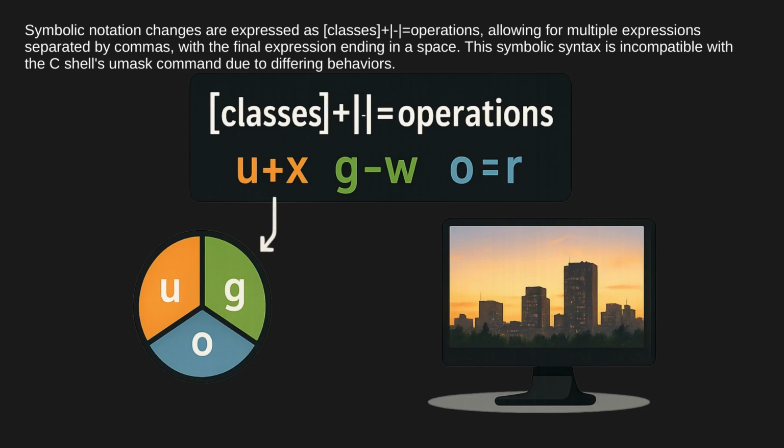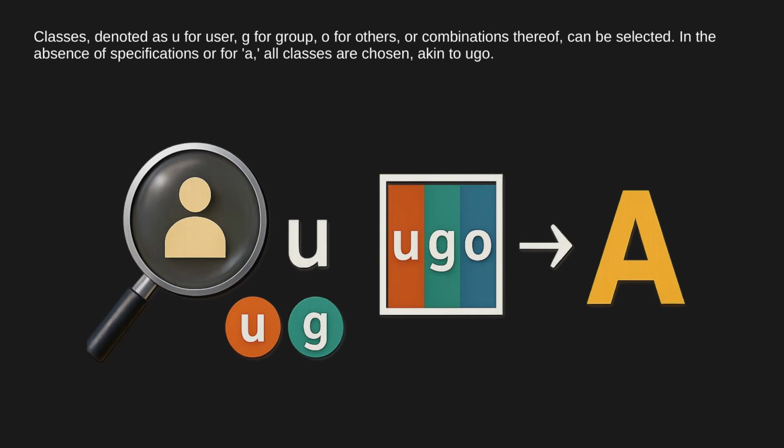Symbolic notation changes are expressed as classes and operations, allowing for multiple expressions separated by commas, with the final expression ending in a space. This symbolic syntax is incompatible with the C shell's umask command due to differing behaviors. Classes denoted as u for user, g for group, o for others, or combinations thereof, can be selected. In the absence of specifications or for a, all classes are chosen, akin to ugo.